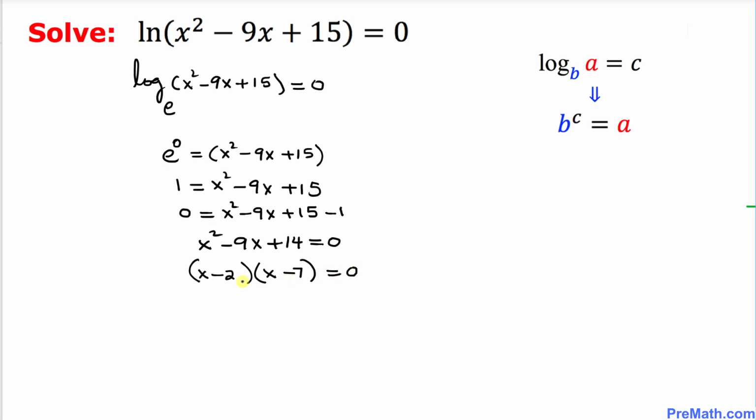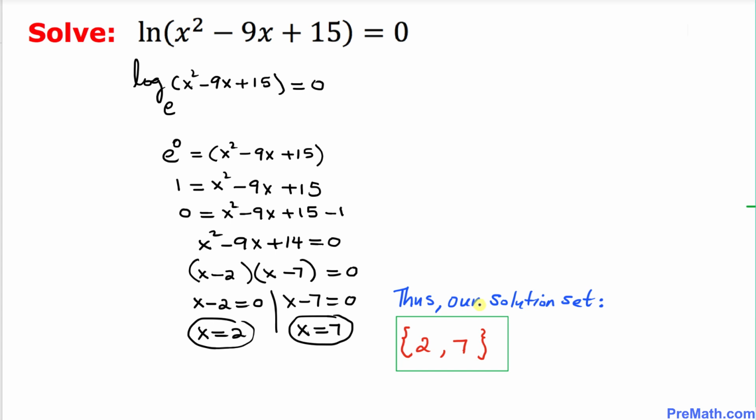Since these two factors are equal to 0, I can separate them. I can write x minus 2 equal to 0 and x minus 7 equal to 0. So one of our solutions is going to be x equal to positive 2, and the other solution is going to be x equal to positive 7. So thus our solution set turns out to be 2 and 7, and that's our final answer.